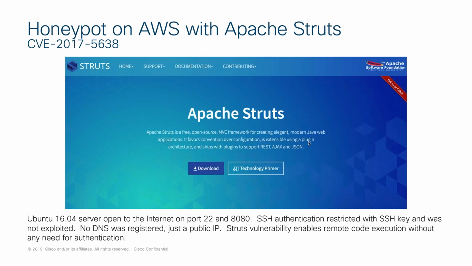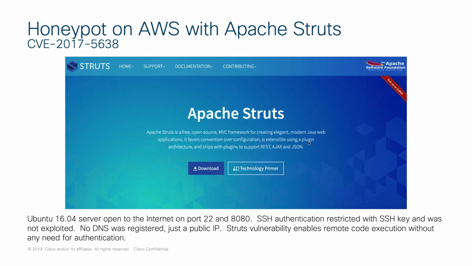So to demonstrate this, this is a little bit older. We put out a honeypot on AWS, opened it up to the internet. We had one of many vulnerable versions of Apache Struts. Specifically, this was the one that was popular a couple years ago in terms of some very high profile exploits.